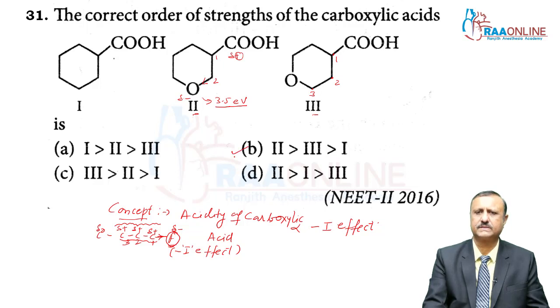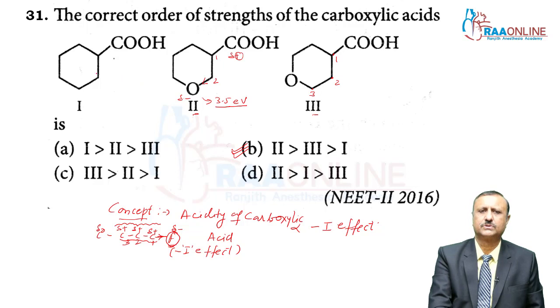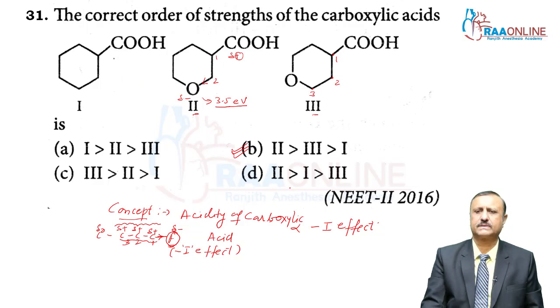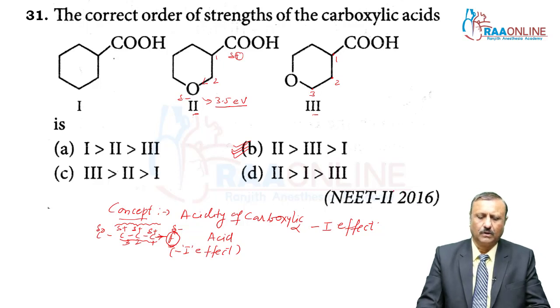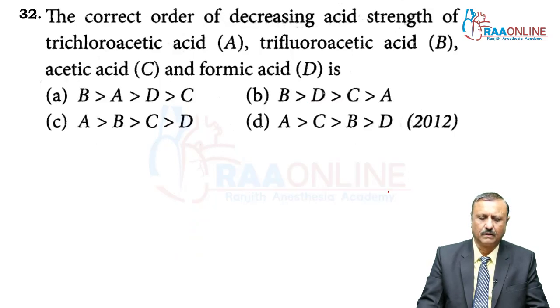Most acidic is this 2 and then 3, and here you can see no oxygen atom is present, or no minus I effect group is present in this compound. So this is less acidic. So my dear students, you can go with answer B, and this is the correct answer, 31B, and this question was in NEET 2016.